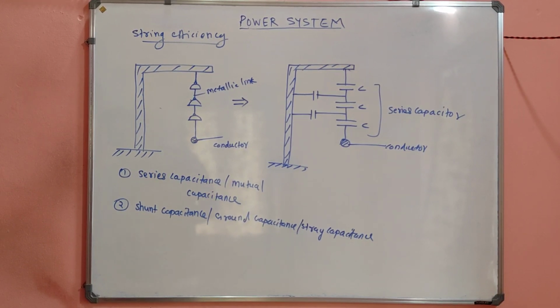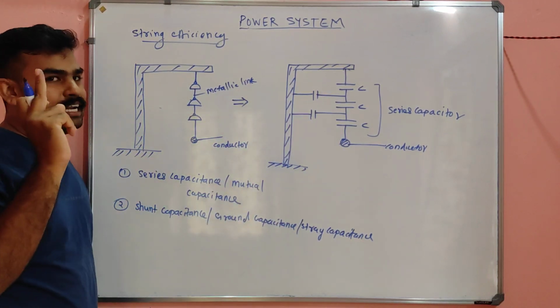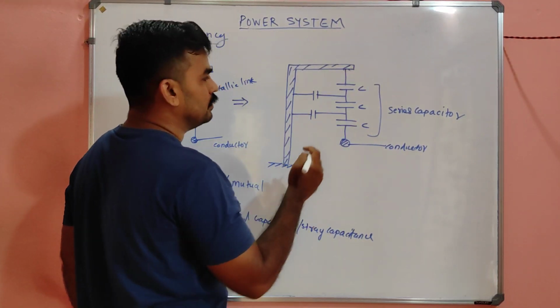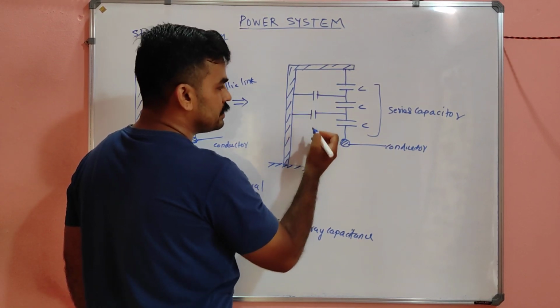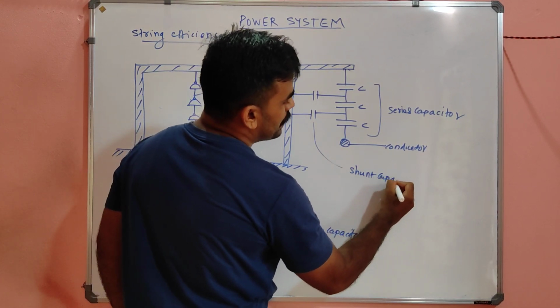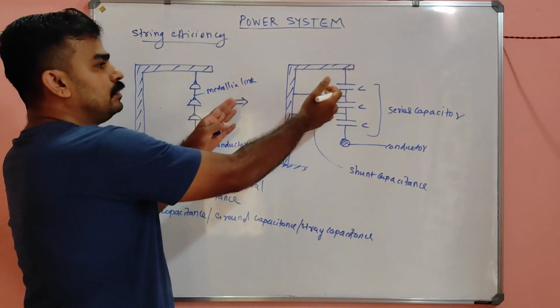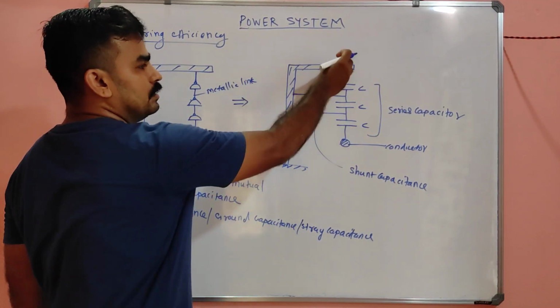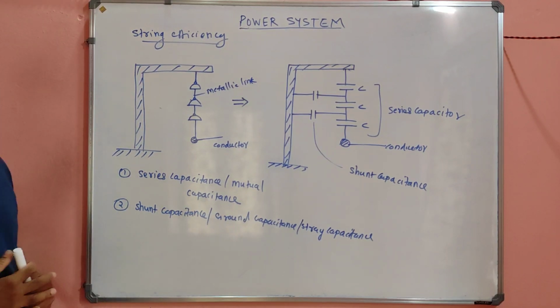Is it clear? Okay. So the number of shunt capacitances should always be 1 less than that of the series capacitances. So these capacitances, my dear, are called the shunt capacitance, because it is shunting the string with the ground. That is why it is called the shunt capacitor.